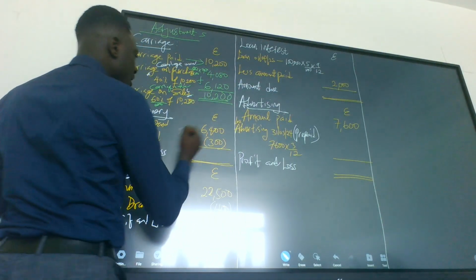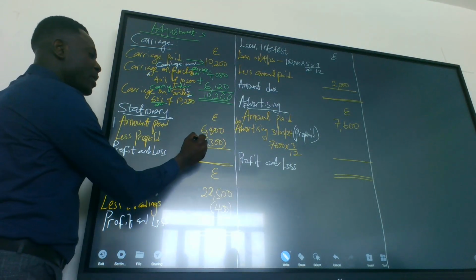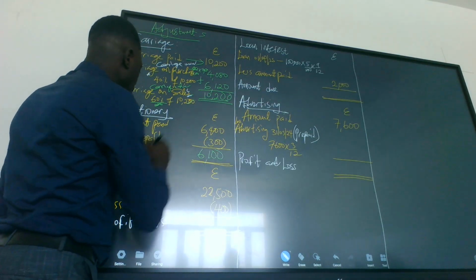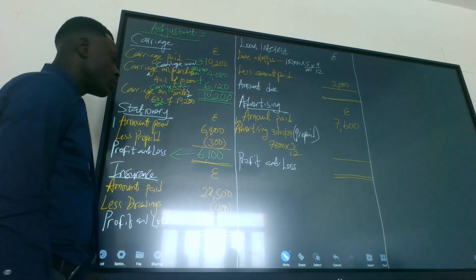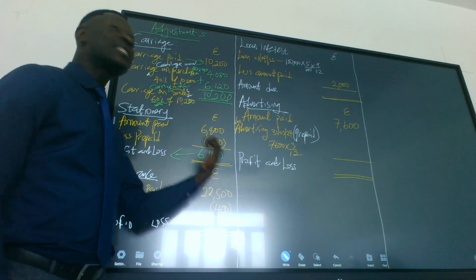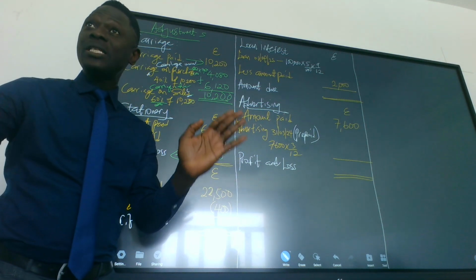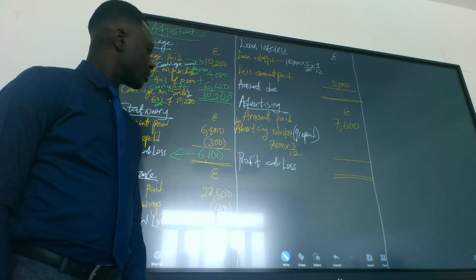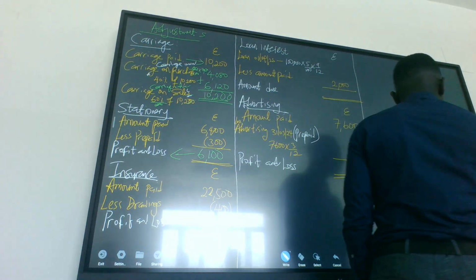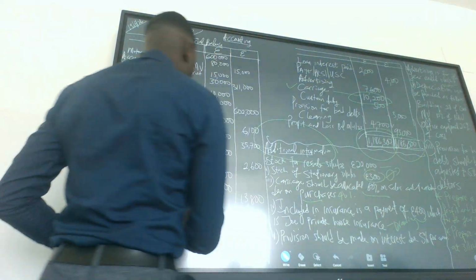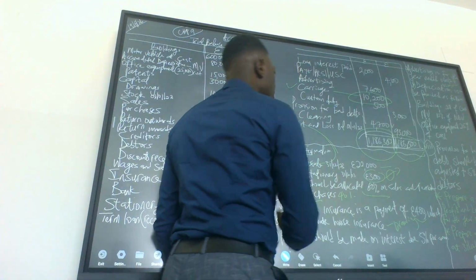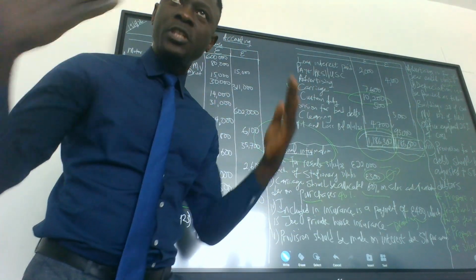the amount paid on stationery is 6,400, less the prepaid, which is what? 300. That's 6,100. This is your profit and loss account. So in your profit and loss account, we have 6,100. When we are preparing our statement of profit or loss, stationery is 6,400, right? This is the amount we spent on stationery for this year.